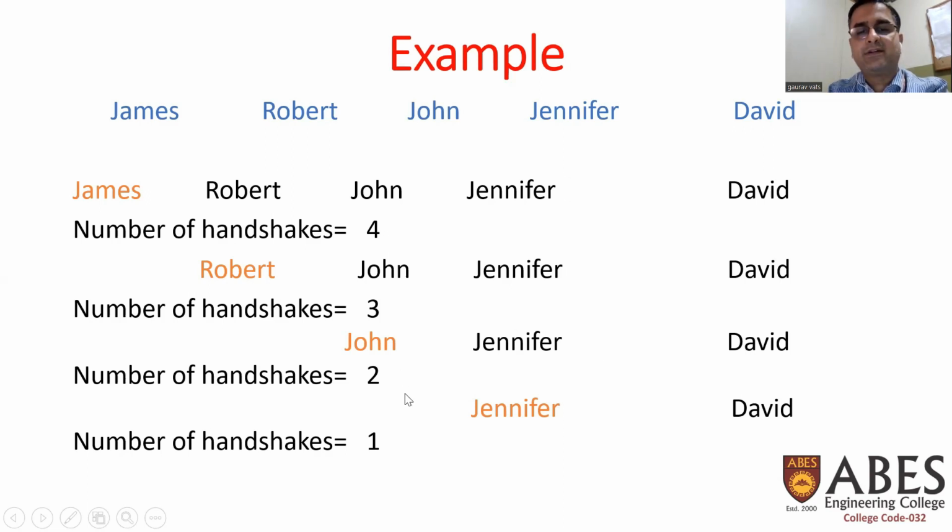In a similar manner, Jennifer will shake hands only with David, because previously in the first case she shook hands with James, in the second case with Robert, and in the third case with John. The total number of handshakes is 1. So we can see there is a pattern. In the first case there are 4 handshakes, in the second case 3 handshakes, in the third case 2 handshakes, and in the last case only 1 handshake.